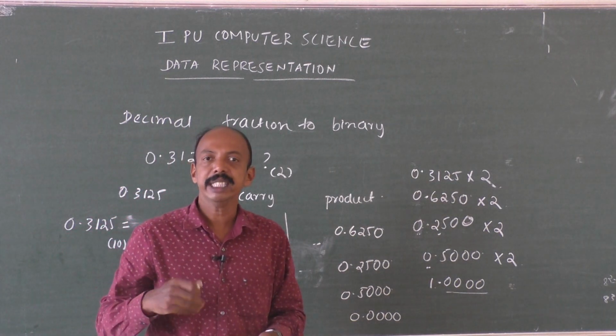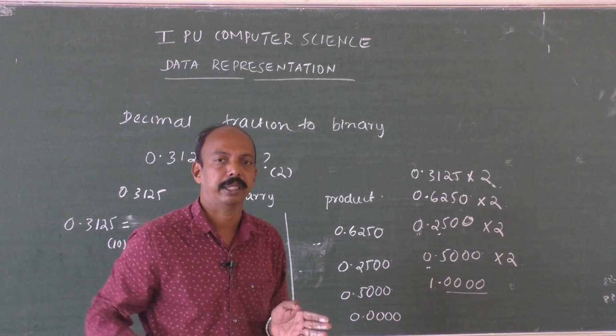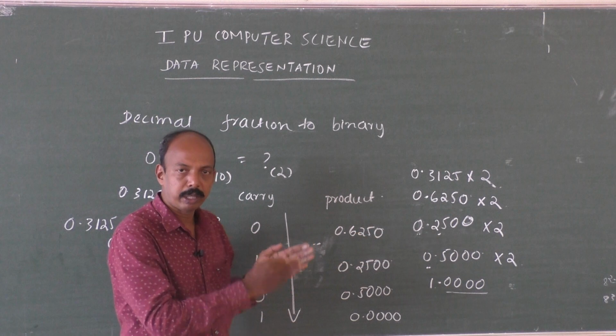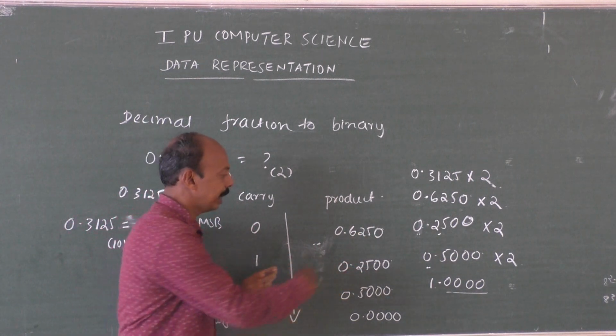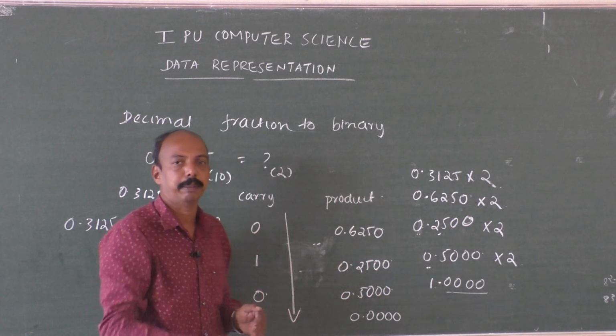So the answer in the next step may be 1 point something or 0 point something. If it is 0 point something, write it as it is. If it is 1 point something, write 1 here and take the remaining fraction to the other side and multiply that fraction by 2 in the next step.